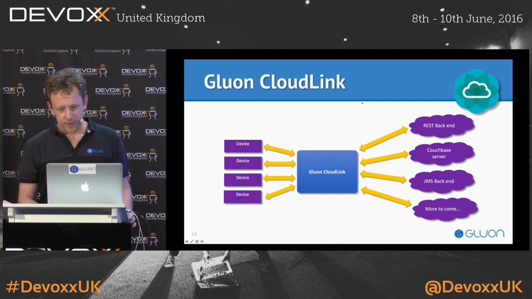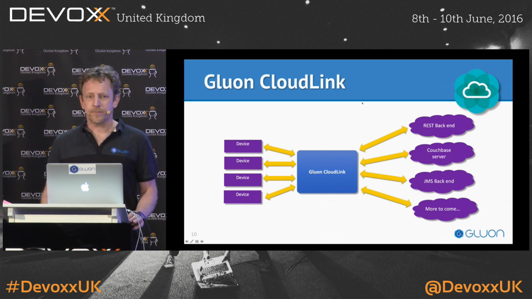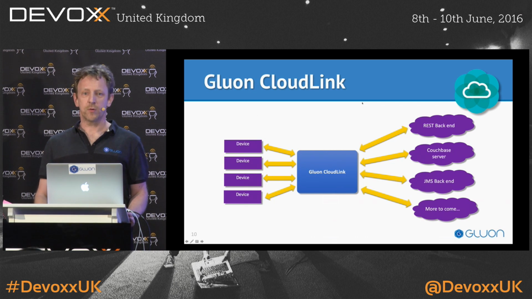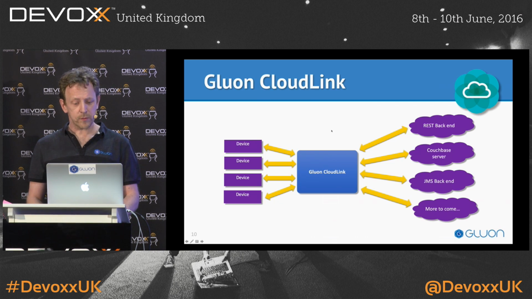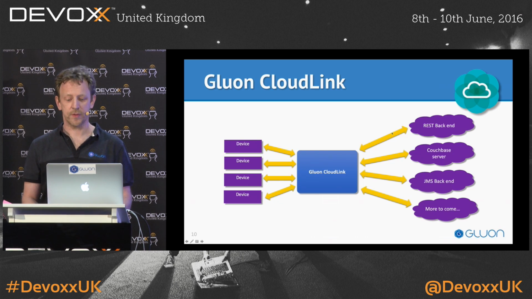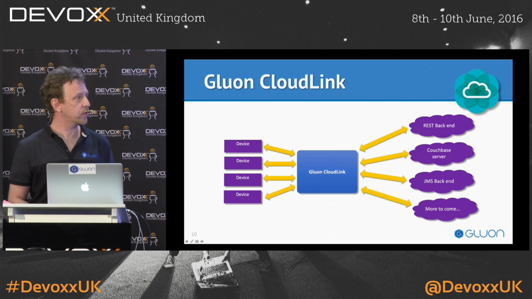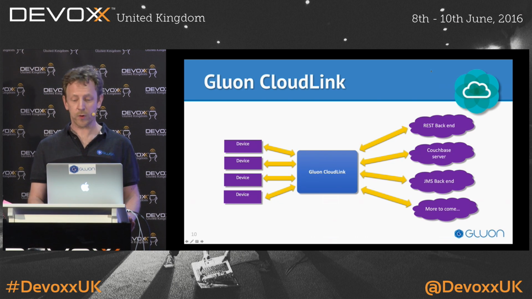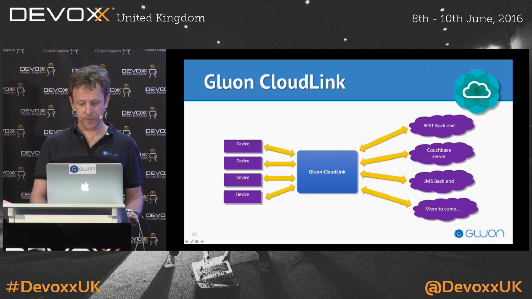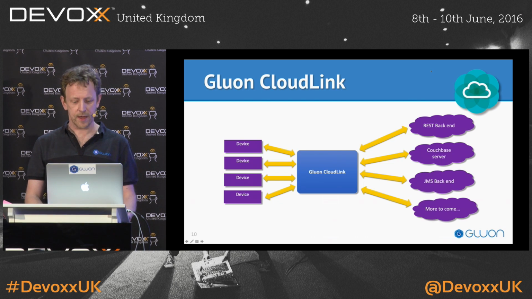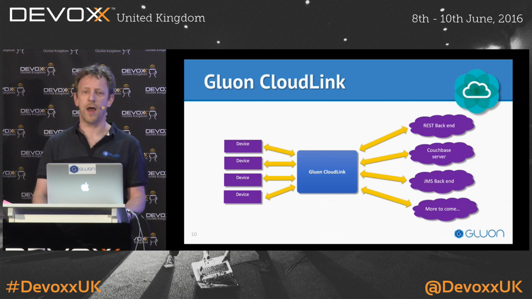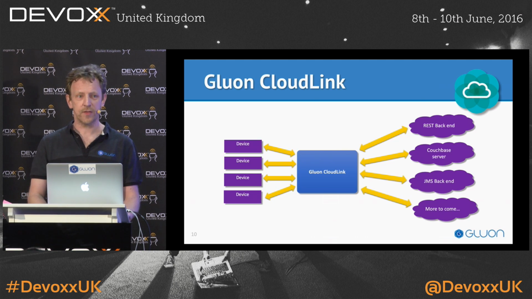Okay. Gluon Cloud Link is the second way you can use when you work with Gluon Connect. And Gluon Cloud Link is the bridge between your devices and different enterprise systems. So Gluon Cloud Link can connect to REST backends, to a Couchbase server, to a JMS backend. We are adding support for Cloud Foundry and for the Oracle Cloud. And we're adding more connectors to make it easy for you.